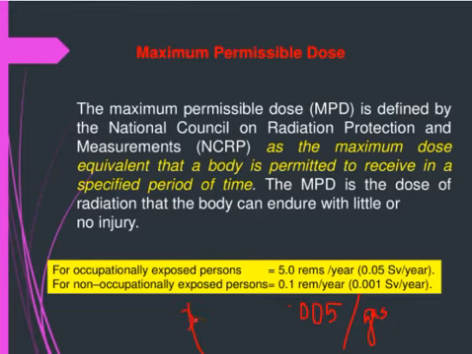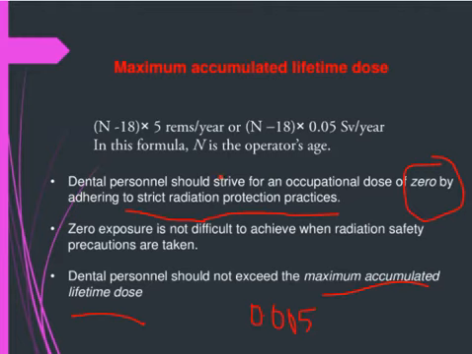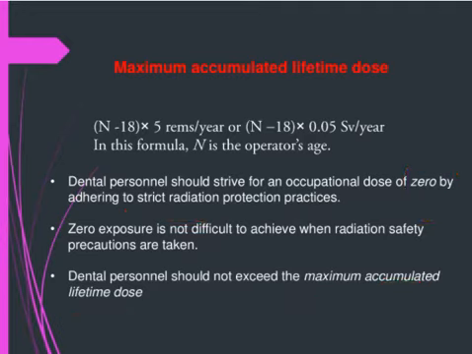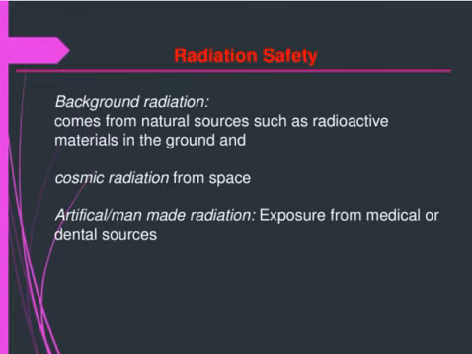So this is for a pregnant female. During pregnancy you're supposed to give the patient a maximum dose of 0.005 rems per year per gestation. I hope you understood the difference between pregnant female, occupationally exposed, and non-occupationally exposed. Now we'll go to the radiation safety.